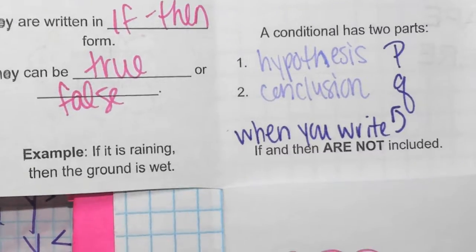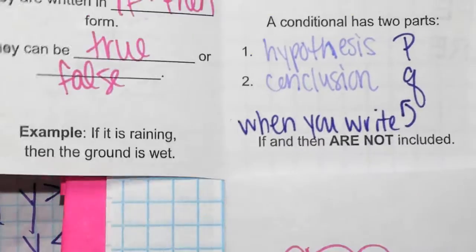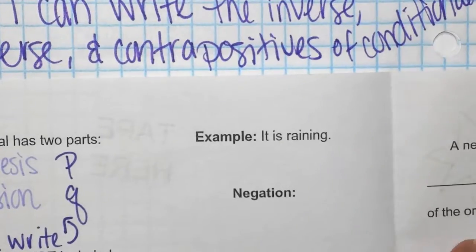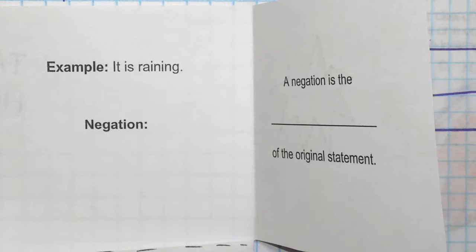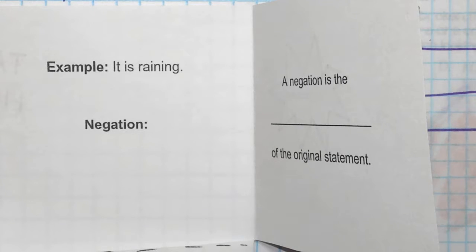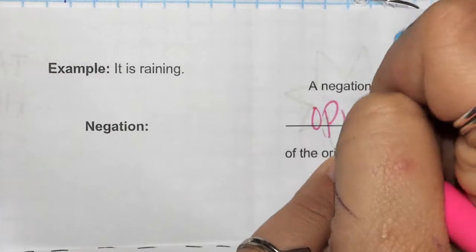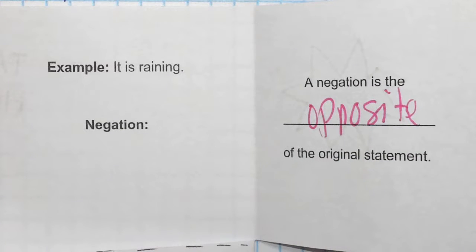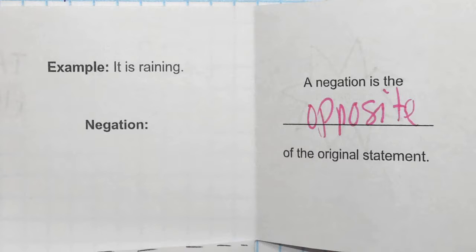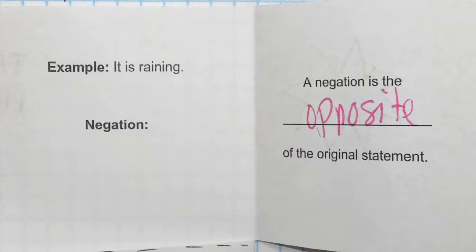Okay, what does the word negation mean? The opposite. Take a point if you said opposite. So, a negation is the opposite of the original statement. So, it is raining. What would be the negation of it is raining? Look at you guys go. Take a point, tater tots.